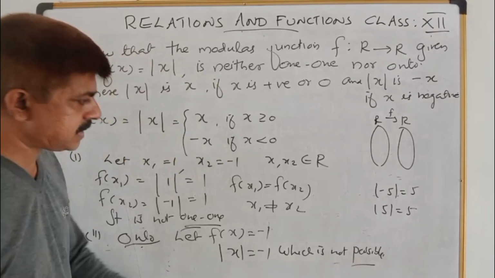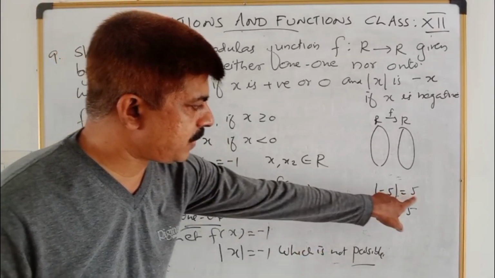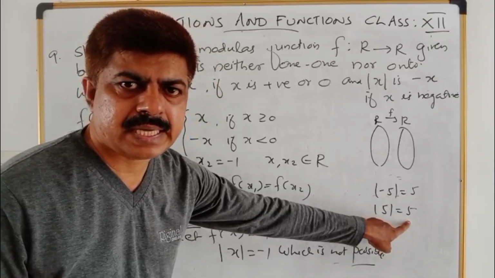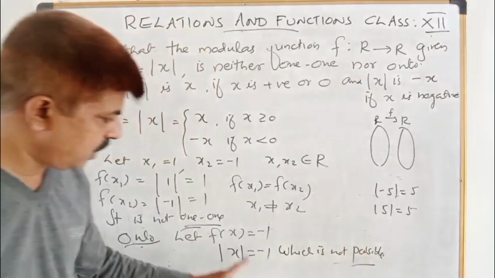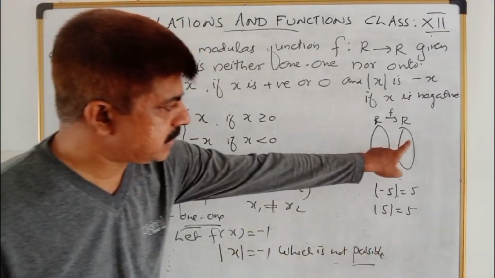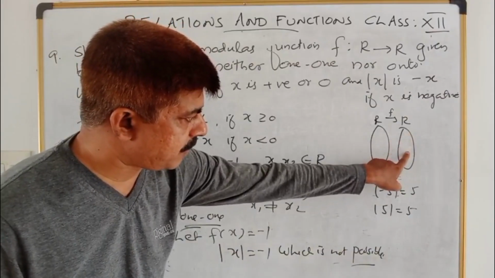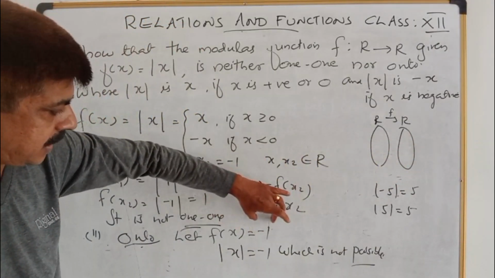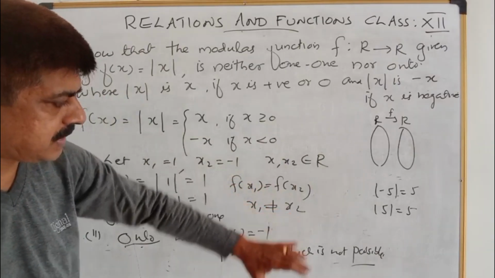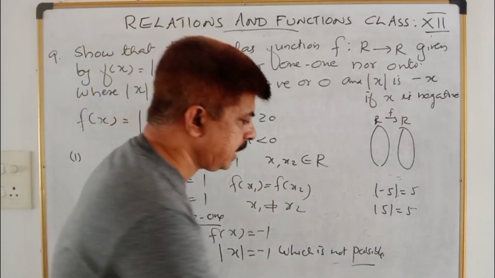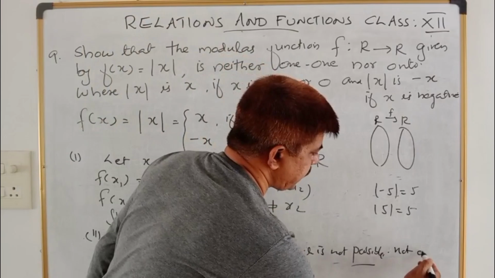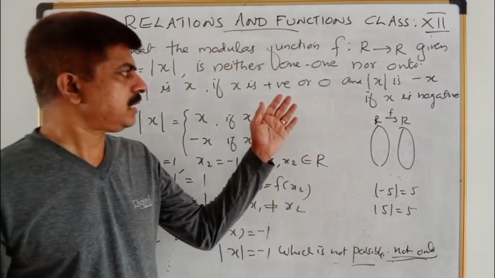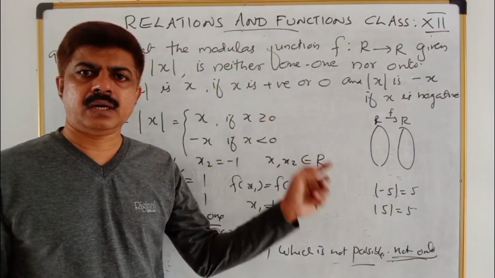You can verify by taking some numbers. Mod negative 5, what? Positive 5. Mod positive 5 is also positive 5. Regardless of its sign, we have to write the modulus function. So here we have taken one integer, a real number from the codomain, but when you substitute, f of x equal to negative 1 means mod x equal to negative 1, which is not possible. So we can say that this is not onto also. So this function is neither one-one nor onto.